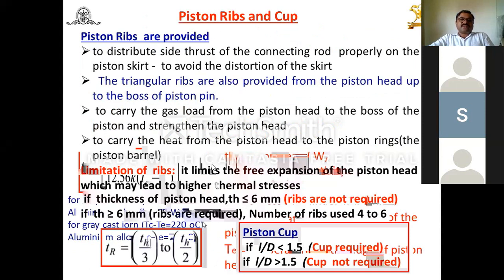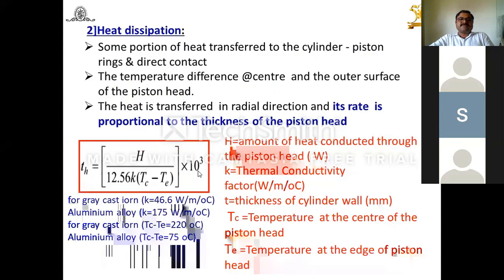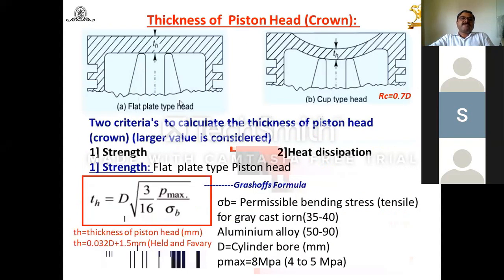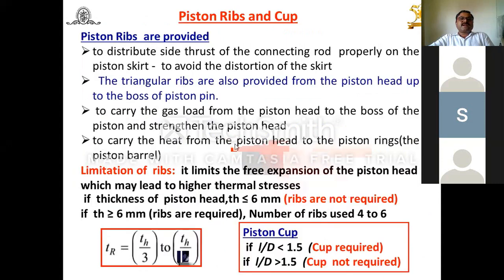Again, how to decide the ribs? Ribs means these parts inside this piston. For that purpose, first of all we should know the functions of piston ribs, why they are provided, and based on that it will be easy to understand while finding their dimensions. The main function is to distribute the side thrust of the connecting rod properly on the piston skirt. Piston skirt means the part which is below the piston ring up to the open end on the bottom side. It distributes the side thrust which is coming from the connecting rod.